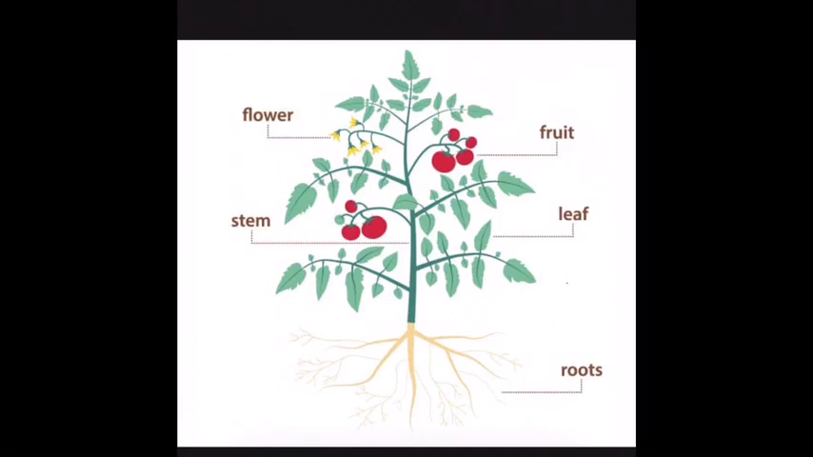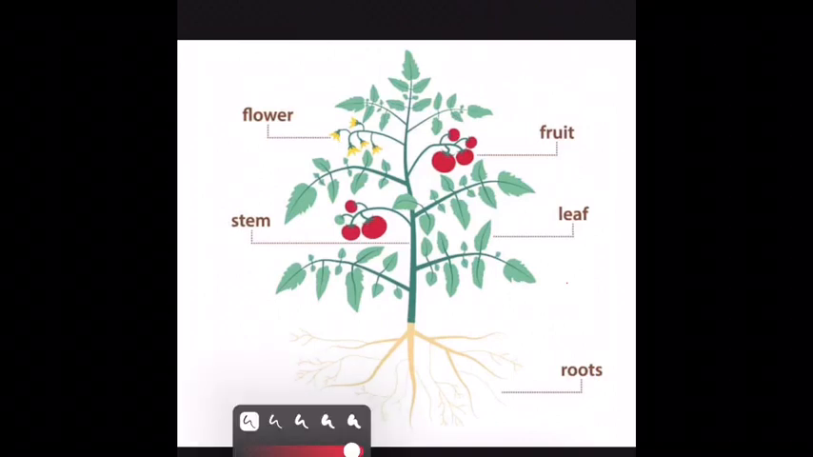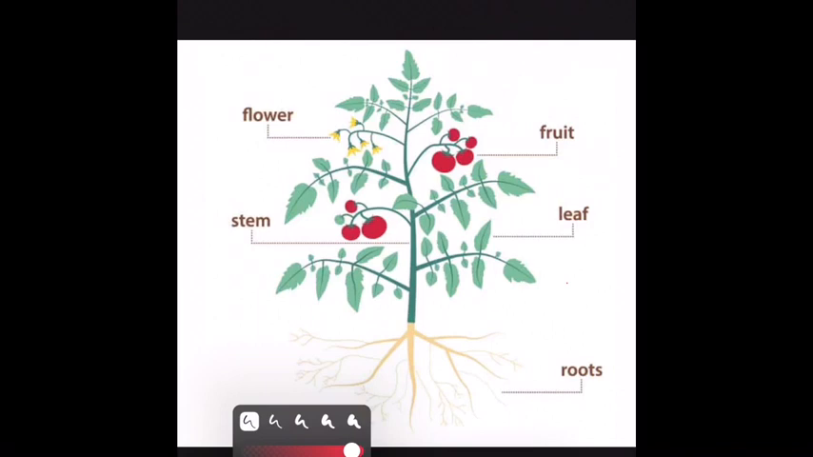Let's come to the fruit first. Fruit gives protection to the seeds from the outer environment. Now let's come to the leaf, which is green in color due to the presence of chlorophyll. Leaves perform photosynthesis to produce food for the tree.